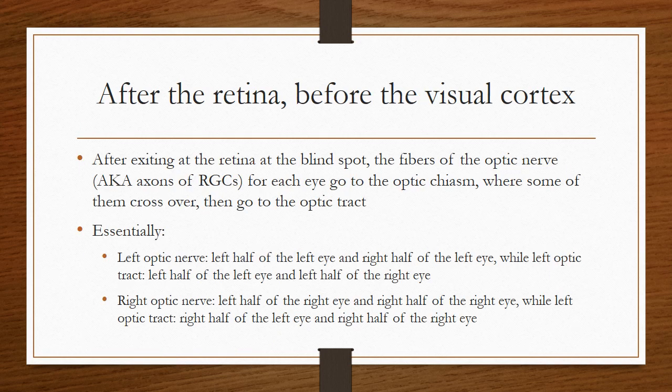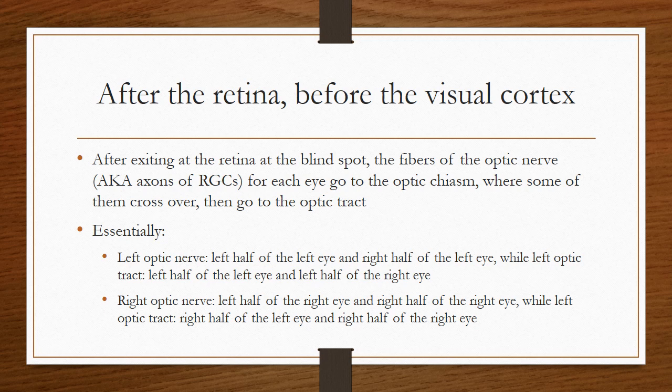So now let's talk about after the retina, but also before the visual cortex. After exiting the retina at the blind spot, we just talked about the fibers of the optic nerve, or the axons of the RGCs for each eye, go to the optic chiasm, where some of them cross over, and then once they cross over, they go to the optic tract.